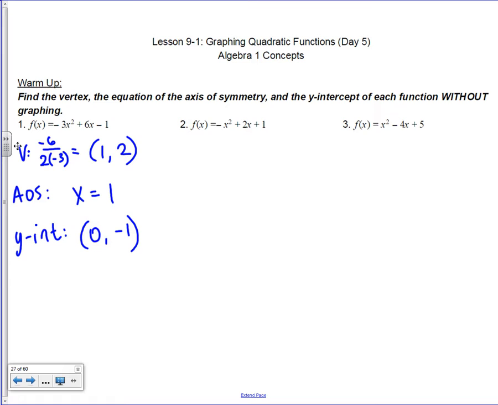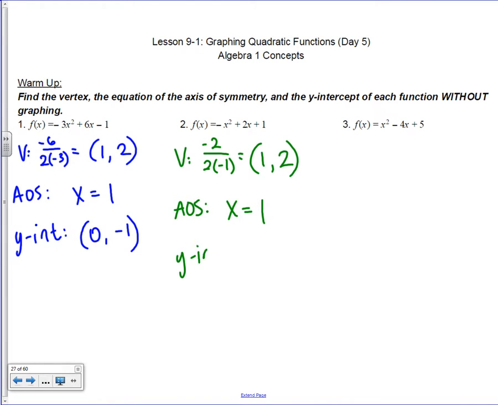Okay, moving on to number 2. Again, let's find that vertex. It's in standard form, so negative b over 2a. If you multiply the bottom, you get negative 2. And negative 2 over negative 2 is 1. Again, plug that 1 in, being sure to put the 1 in parentheses. And be careful with that negative symbol in front of the x squared. And we'll get 2. Again, your axis of symmetry runs right through the vertex, and it is vertical.